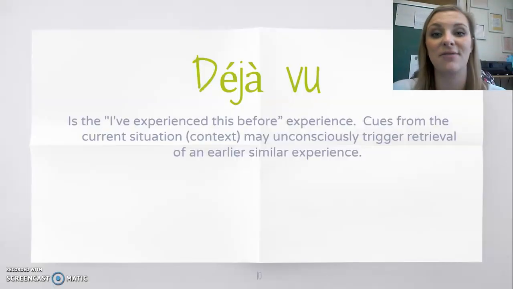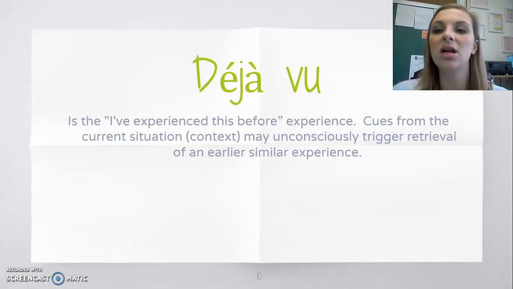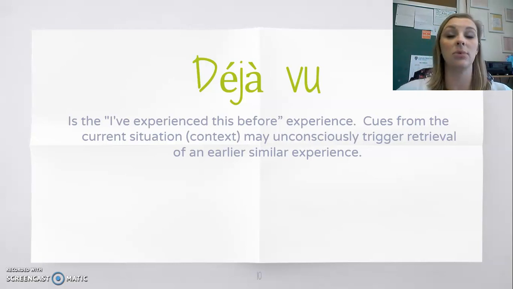Some additional context effects are deja vu. This is that I've experienced this before. Basically, the current situation that you are in, the context that you are in, is so similar to a previous experience that you are unconsciously triggering the retrieval of that experience. Okay, so the context that you are in is so similar. So the people that are around you, the location that you're in, those are so similar to previous experiences that you think you've done that before.